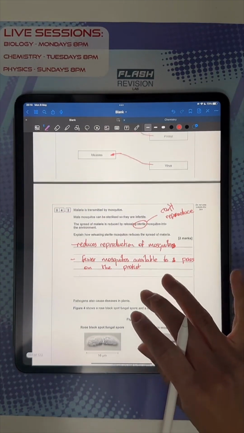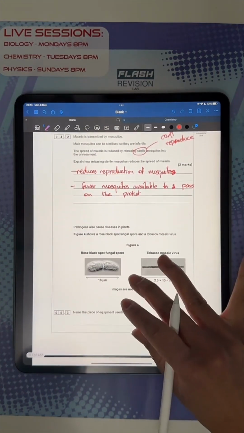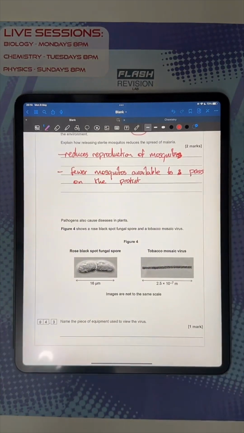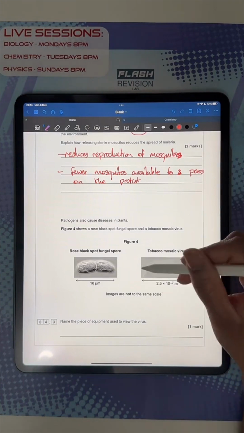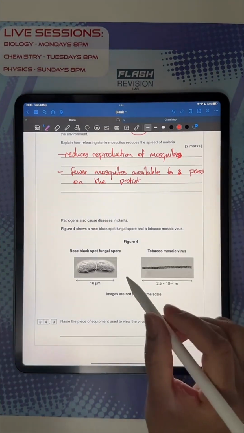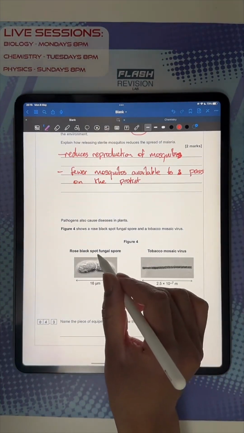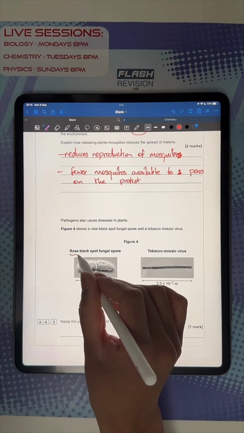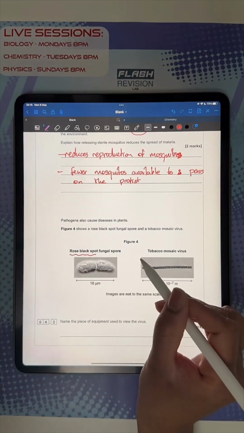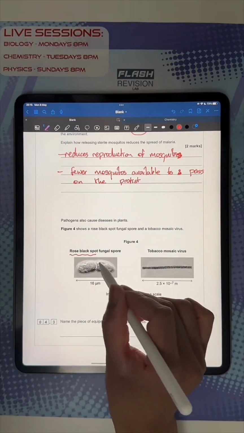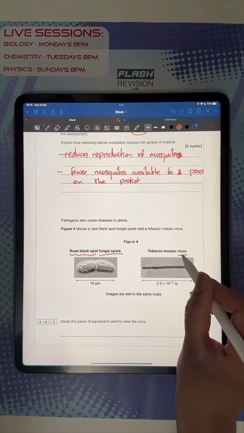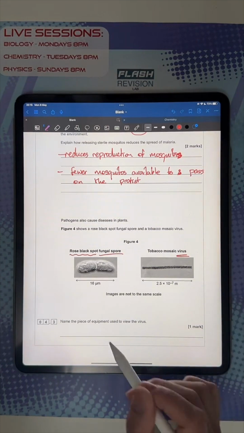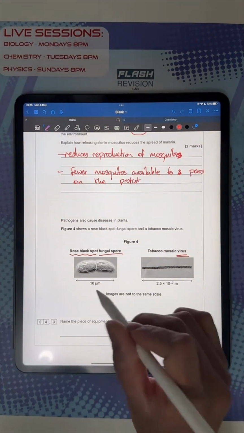This is quite a recent paper. I think it's a few years ago. I forgot what year. All right, so we have 2 different images. One of a fungal spore, rose black spot. Only AQA people need to know that, I think. It doesn't matter that it's rose black spot, it's the fact that it's a fungal spore, and this is a virus. What's the piece of equipment used to see these?